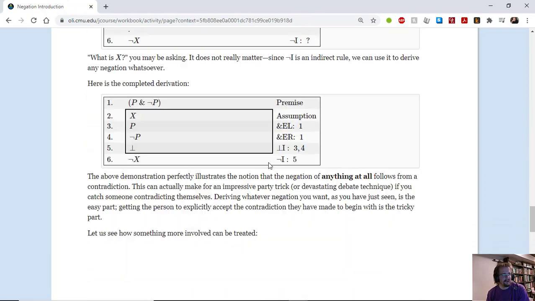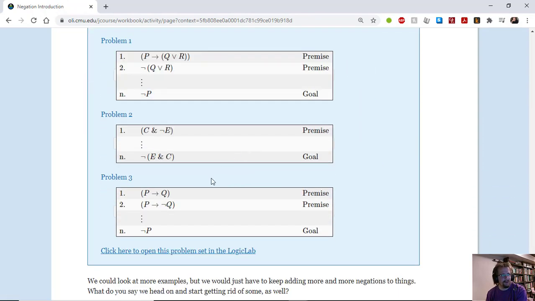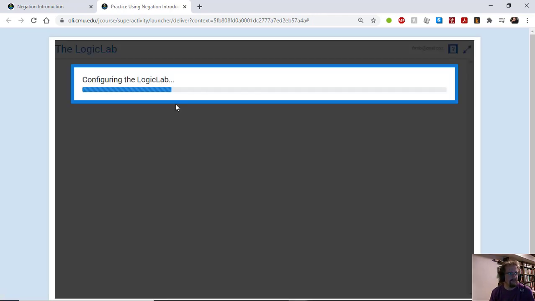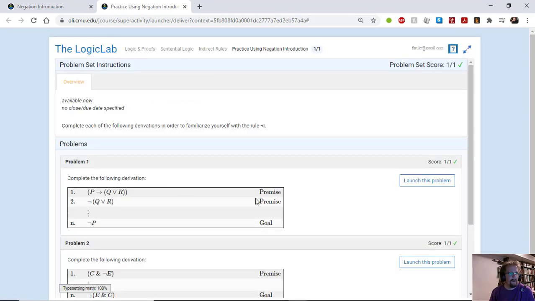So let's jump straight down into some of the Logic Lab stuff. As a general rule, we always want to be able to work our way through the problem intellectually before we actually start hitting buttons, because we don't want to be button monkeys. We want to actually be able to solve problems.